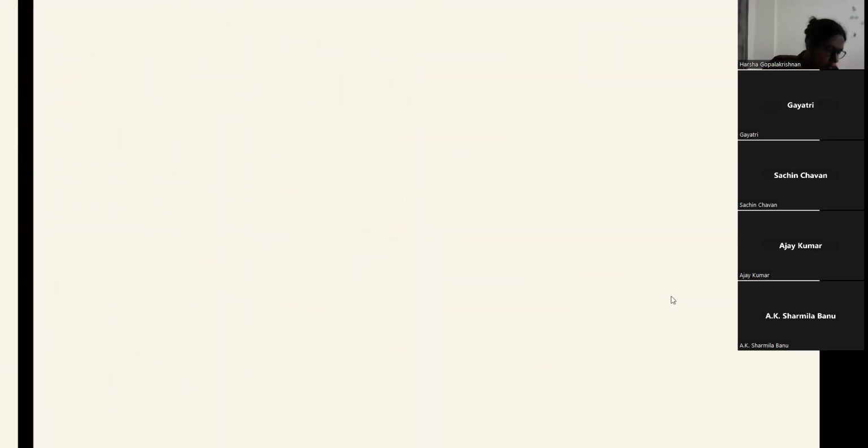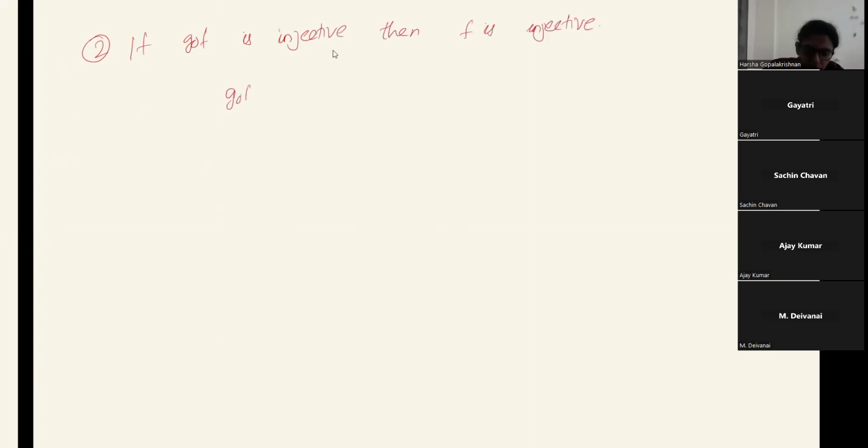Okay. Now, the second statement is: if G composite F is injective, then F is injective. So here again, we will start with the given condition, G composite F is injective. So G composite F is from A to C. What does the definition of the injectivity say?